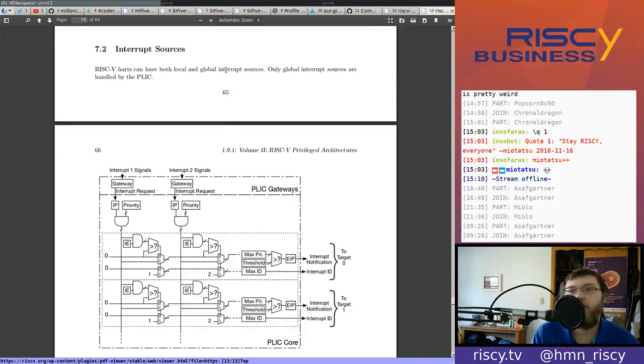So let's move on. Interrupt sources. RISC-V Harts can have both local and global interrupt sources. This Hart term is something they use a lot that I'm not familiar with, but we know from the Hart ID that it was referring to a hardware thread. So I think that's what Hart means, but that is a foreign term to me. I also don't know if Hart is the proper pronunciation, but for now I'm going to assume so, and let's continue reading. RISC-V Harts can have both local and global interrupt sources. Only global interrupt sources are handled by the PLIC.